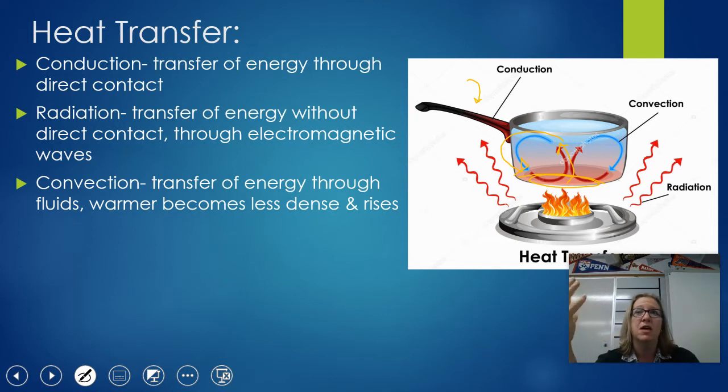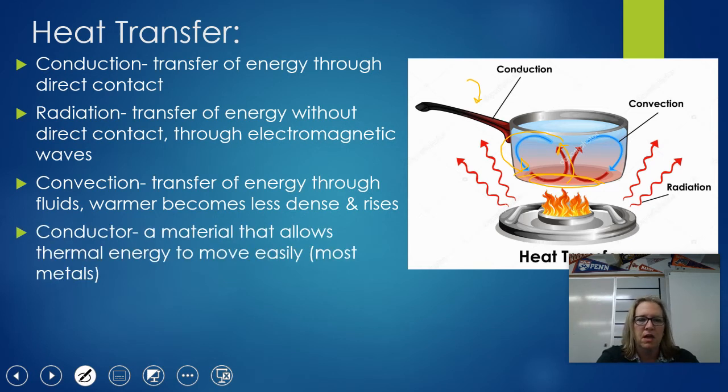Okay, this is also why there's wind and all kinds of things like that. These moving currents through fluid are kind of a big deal. And then we get different types of material related to this.